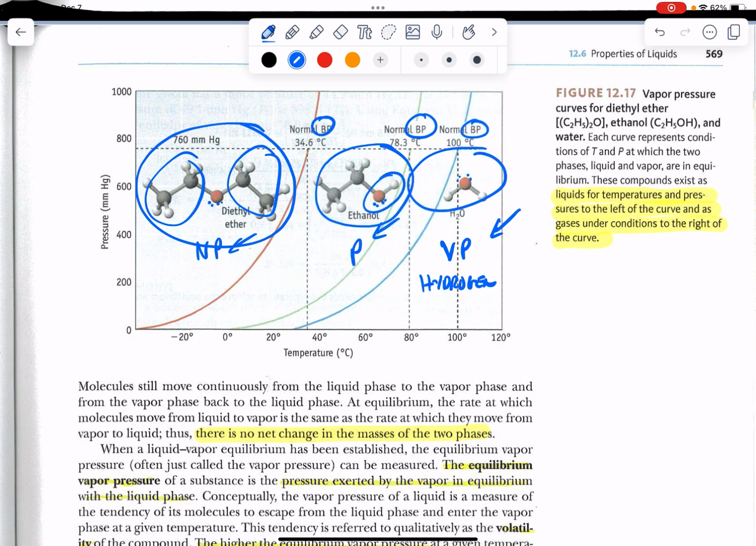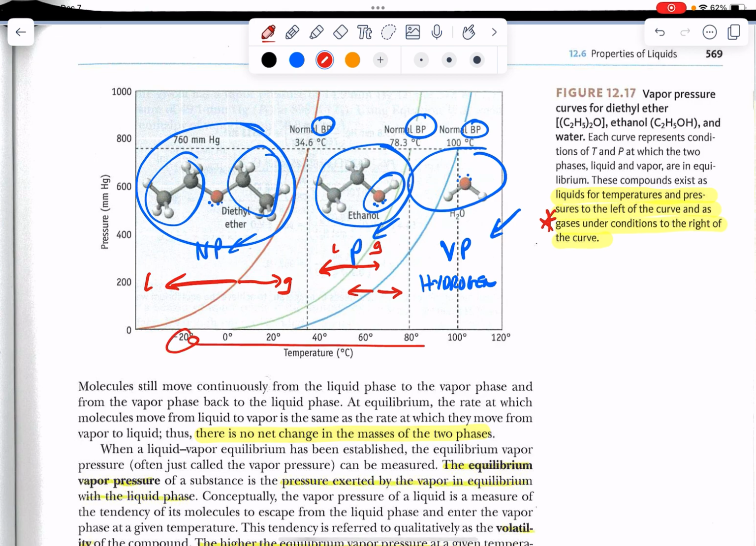Another thing that we should point out here is that on the left side of the curve, for example, this side of the curve, these are going to be liquids, and on the right side of the curve, you're going to have a gas. Or over here, this is going to be liquid ethanol, and on the right side is going to be vapor or gaseous ethanol. And the same is going to be true here and here. That's what's talked about right up here. And you would expect, of course, that as you go from cold temperatures up to high temperatures, the gases are going to be on the right side and the liquids are going to be on the left side.